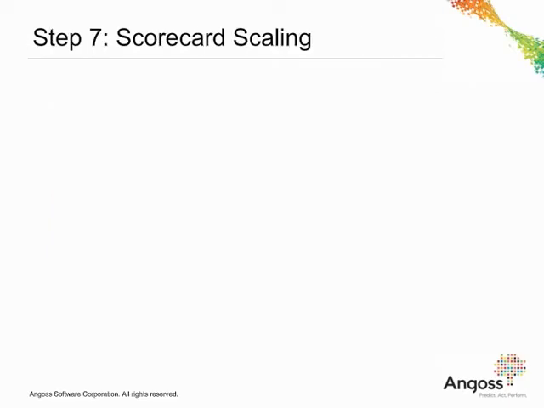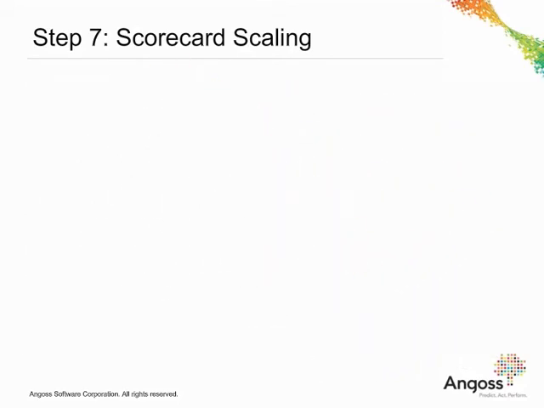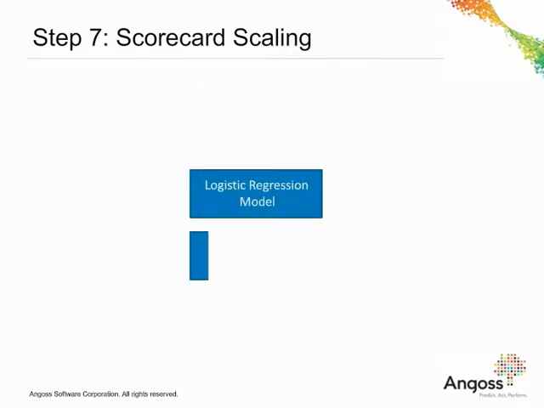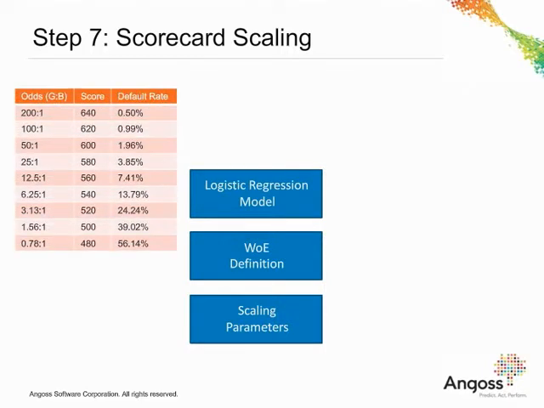Now that our model is tested and validated, we want to translate this logistic regression model into a scorecard in the standard format, like the example discussed in part one of this series. Mathematically, there are three inputs that are used to create the scorecard table: the logistic regression model, the definition of the weight of evidence transformations for the variables that appear in the selected model, and the scaling parameters of the scorecard. Scorecard scaling is based on mapping the odds to score points.